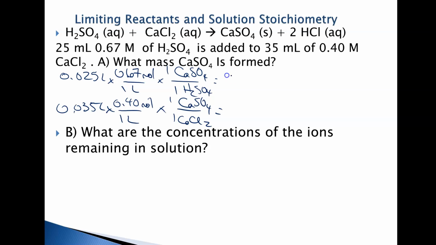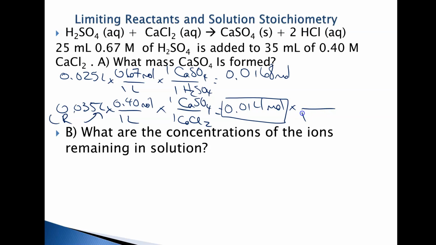So I have 0.0168 moles and 0.014 moles. So clearly my limiting reactant is the calcium chloride, and this is how much it produces. So I'm going to change that into grams, which is 1.91 grams. That's my answer to the first question. What are the concentrations of the ions remaining in solution?